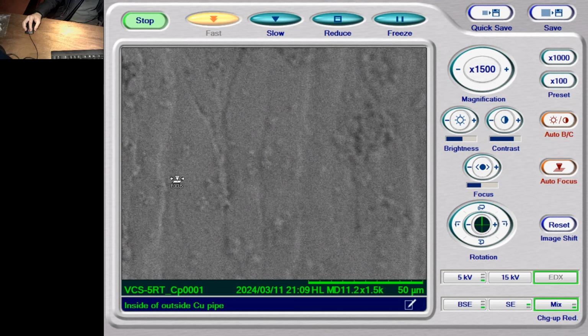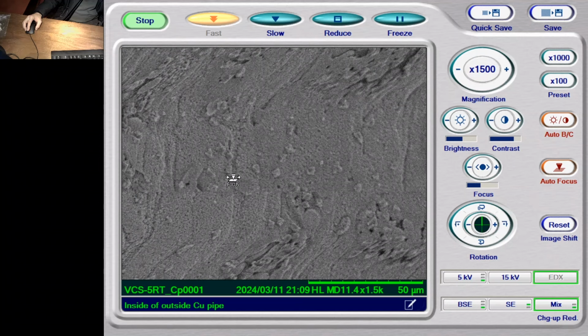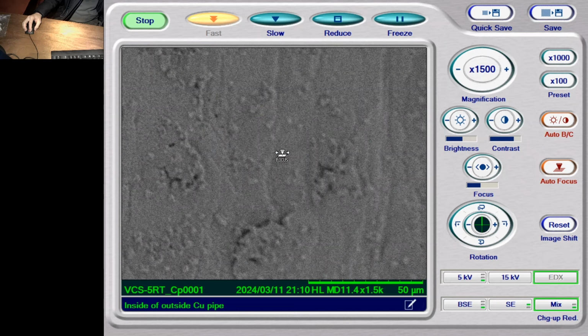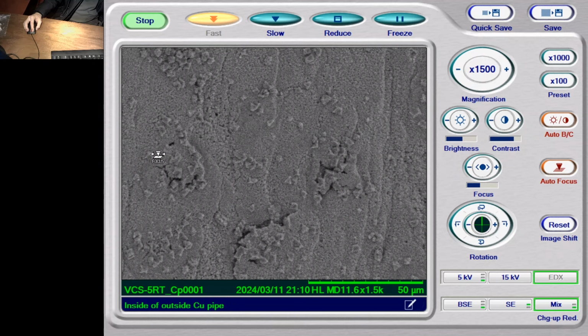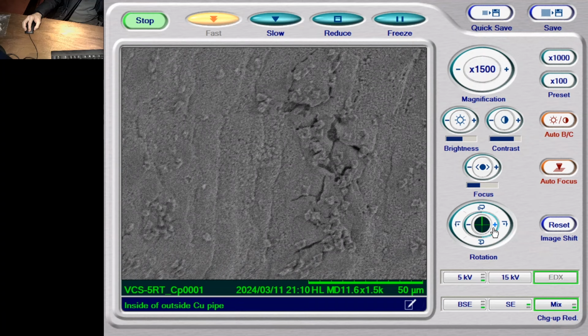Try and get some focus. Okay, there we go. What are we looking at here? This degraded? It's a little triangle of it. Intriguing.